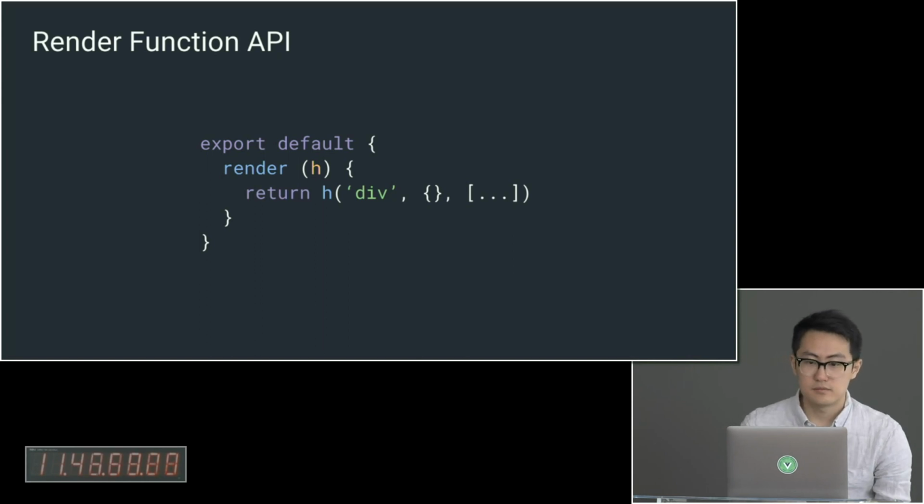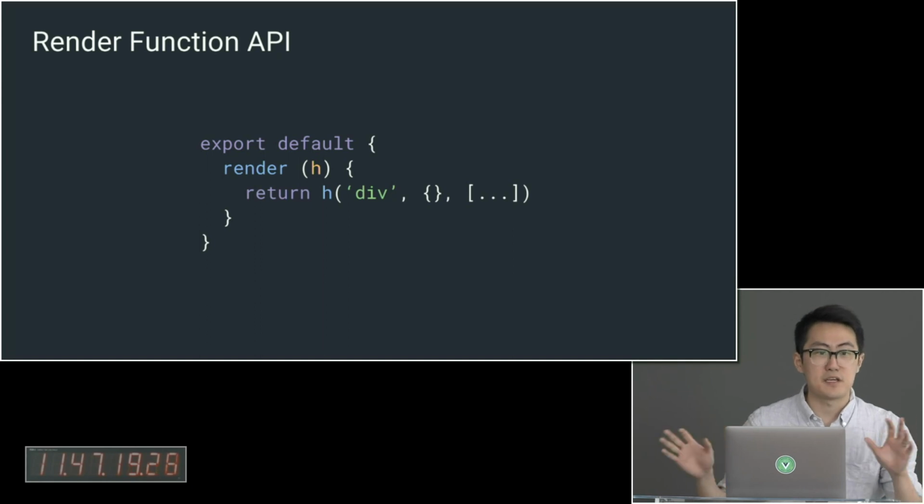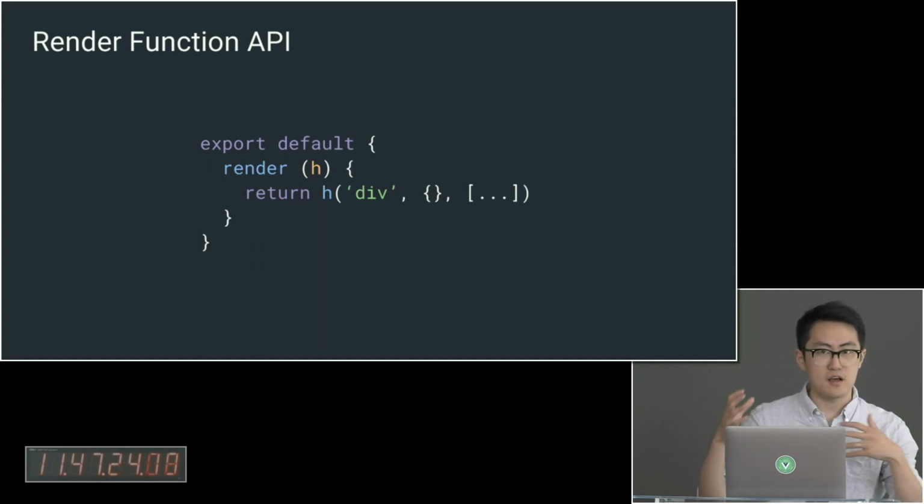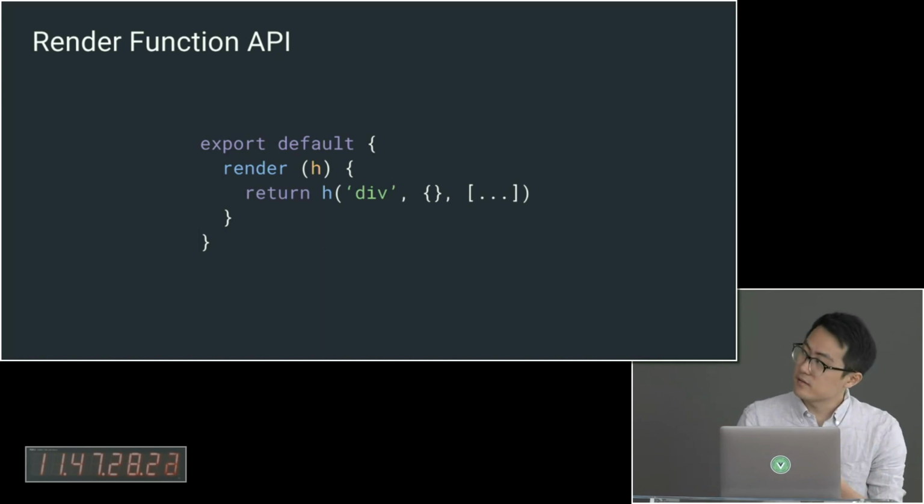OK, so render functions. This is a Vue component. And instead of giving it a template, you give it a render function. Pretty straightforward. So the render function takes a single argument, h. This is an alias for create element. H is just a convention because there are a lot of different implementations of virtual DOM, and they have agreed on a common API called hyperscript, which is a style of writing these virtual DOM render functions.